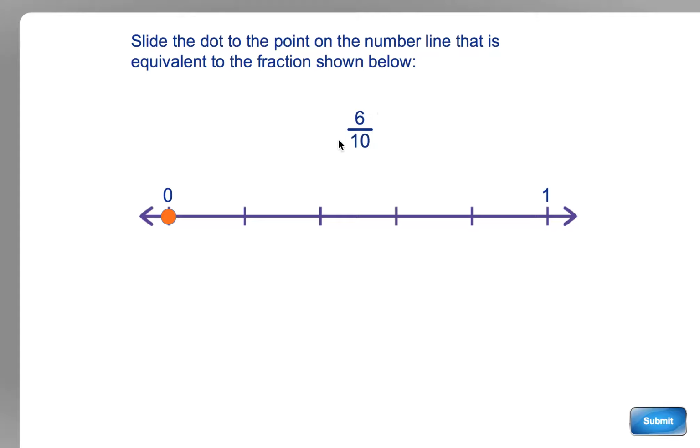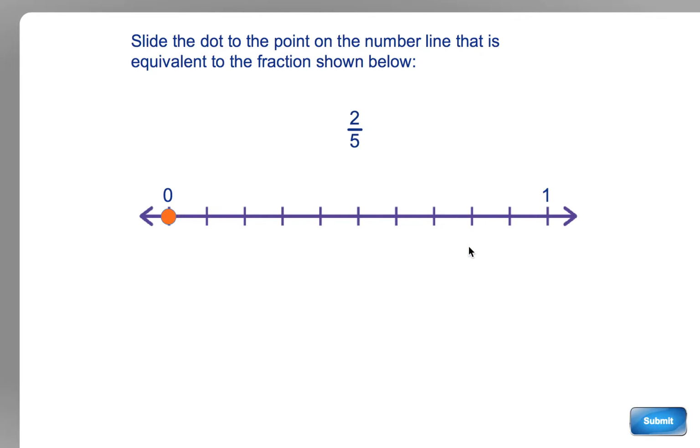Remember, to make an equivalent fraction, whatever we do to the bottom number, we do to the top number. So to turn tenths into fifths, we divide by 2. So to turn 6 into 3, we divide it by 2. Divide by 2 is 3. 1, 2, 3. So 3 fifths is the same as 6 tenths. And you can see that because both numbers are doubled, aren't they? 3 doubles to 6 and 5 doubles to 10.